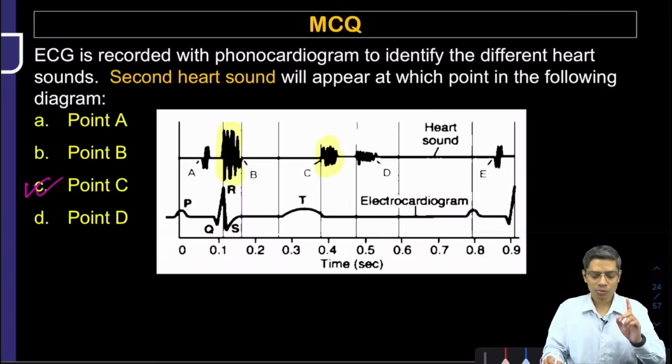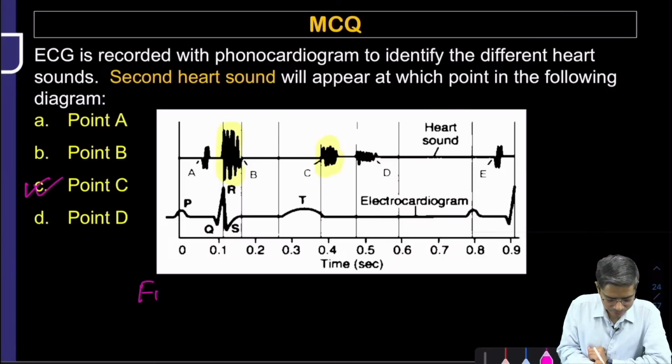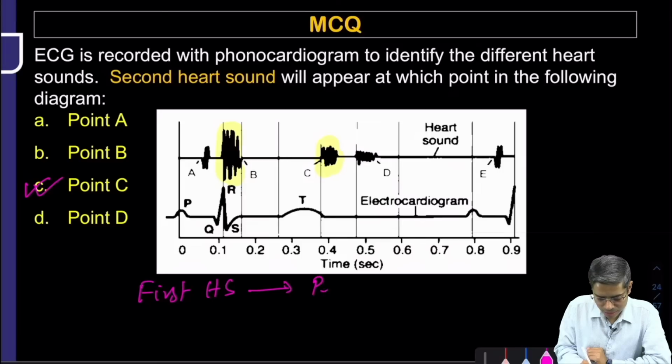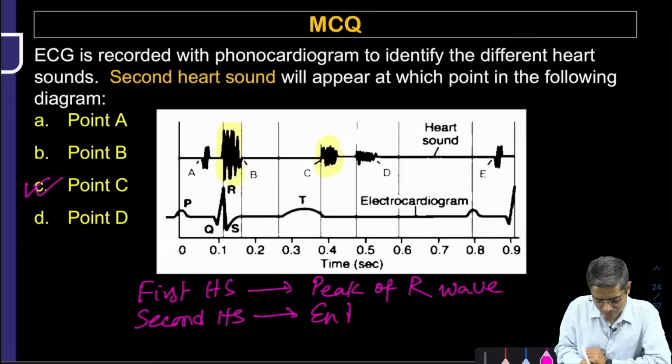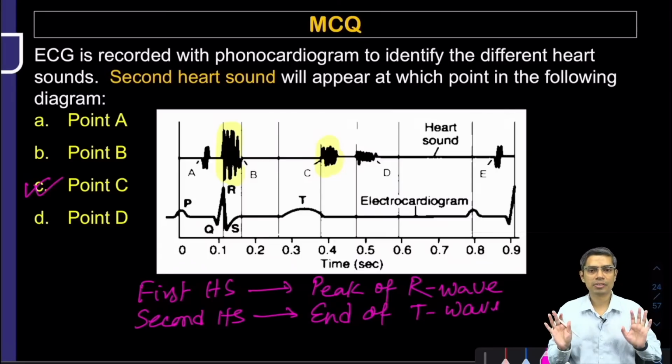Okay. So, first heart sound, you remember this, it will appear at the peak of the R wave in ECG, and second heart sound will appear at the end of, or at the later half of, the end of the T wave in ECG. Okay. Just remember these two things, okay?